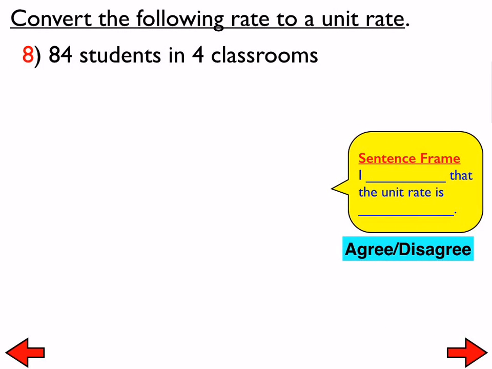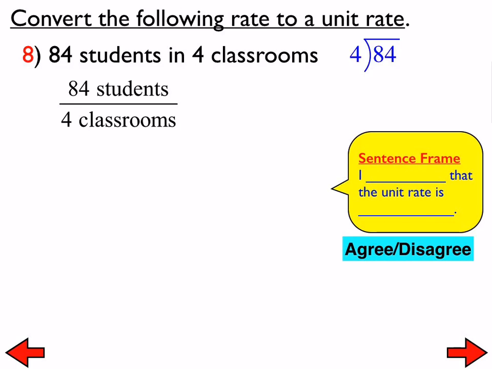Everybody, please find the unit rate for 8, 9, and 10, please. 8, 9, and 10. 84 students in 4 classrooms. As a unit rate, that would be 21 students per classroom. I see some of you writing it like this.